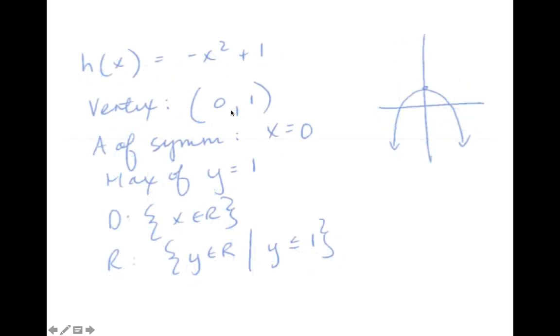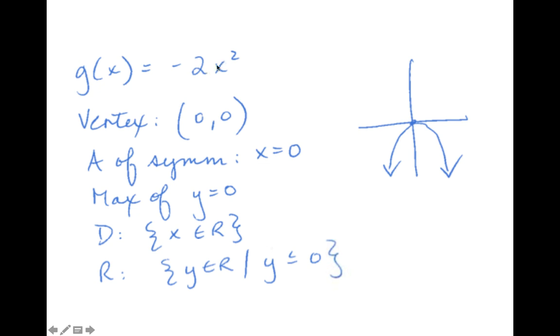The next one. This one gives me a vertex when there's nothing here, the x is a 0. So it's a 0 and a 1. The axis of symmetry, x equal to 0. Now I'm going to draw it. Here's my 0 and 1, and I know it's opening down because I see a negative here. So I have a maximum this time of y is equal to 1. My domain is the same, and this time my range is y is less than or equal to 1.